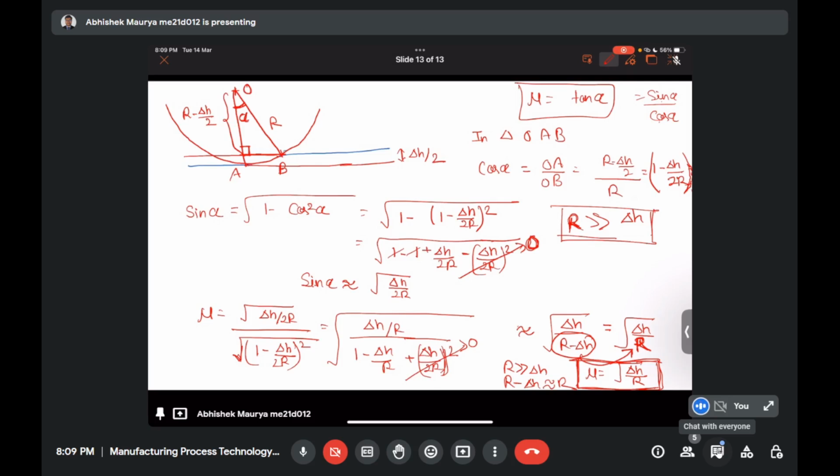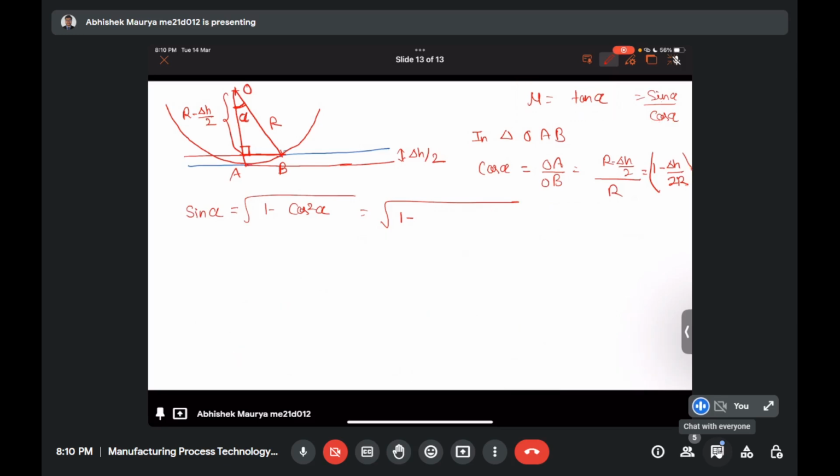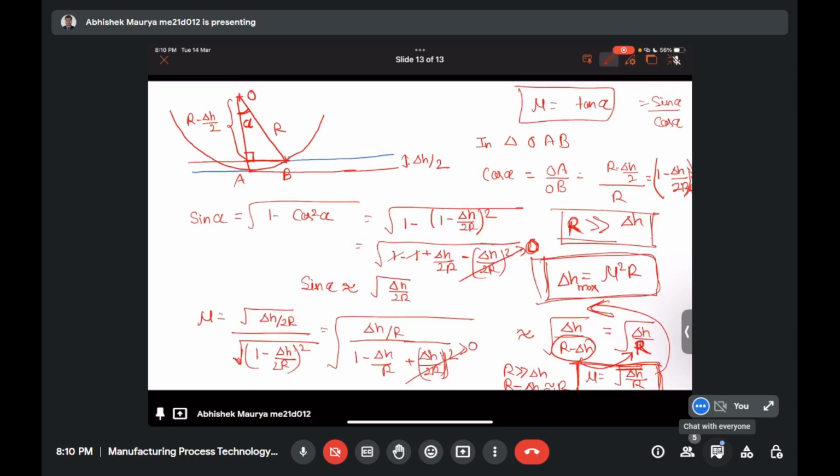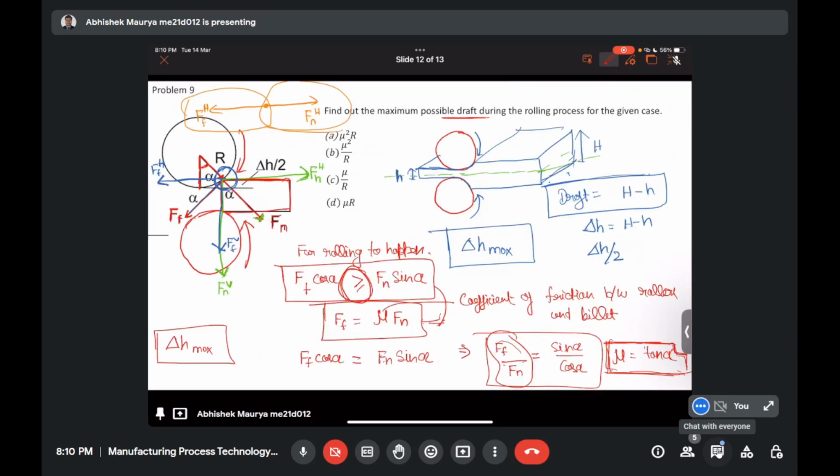So again, if we square it from both sides, what will we get? Delta H is equal to nothing but mu square R. So that is the final, or let's say delta H max, we will get. Okay, so the correct answer for this problem is the first one.